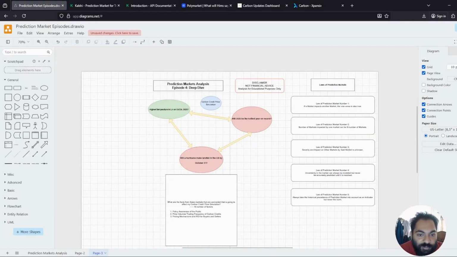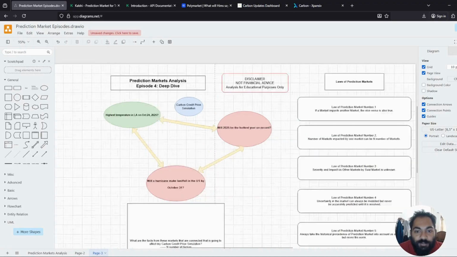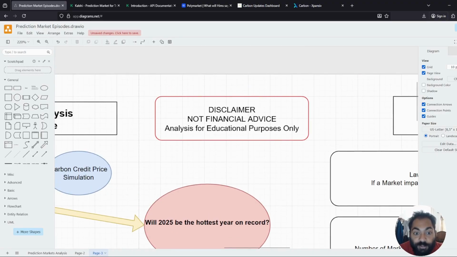For today, it's all about the laws of prediction markets, how we are applying that, and without breaking the laws, how we are figuring that out. And finally, a disclaimer: not financial advice. Analysis for educational purposes only.